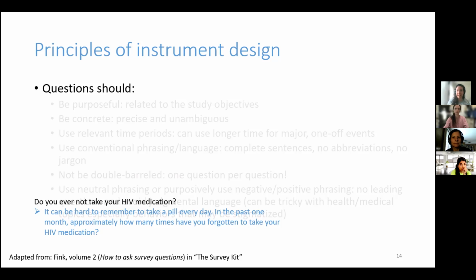Normally, I would say don't ask leading questions, but this may actually provide a little bit of an open door for someone to then say that they've ever forgotten their medications. So generally speaking, using neutral phrasing is good, but you can imagine times when you may use the phrasing of questions to build rapport and help someone feel comfortable saying something about their behaviors.